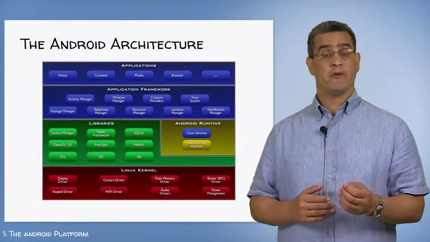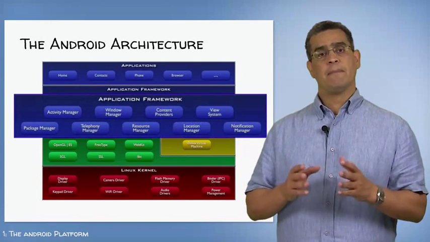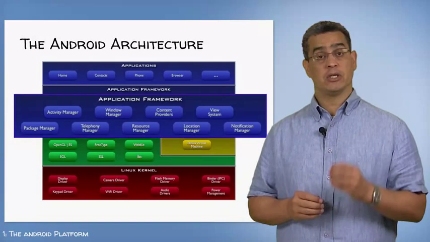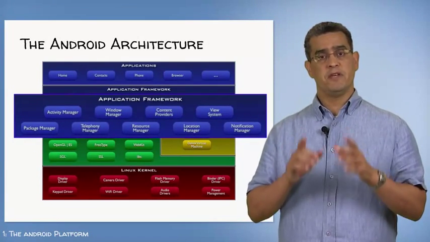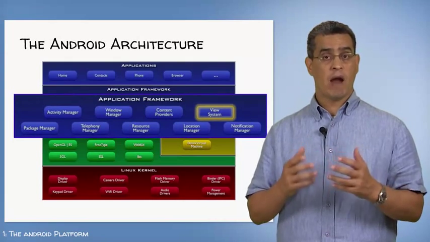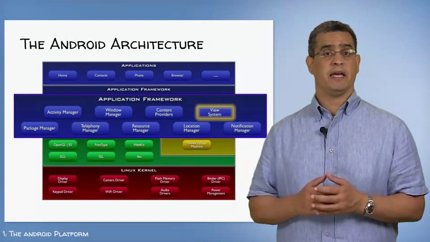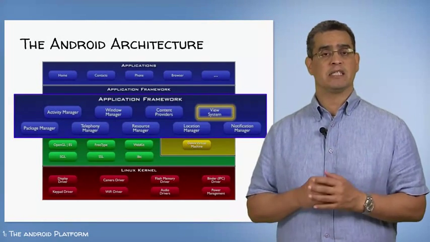The next layer in the Android software stack is the application framework. The application framework contains reusable software that many mobile applications are likely to need. For example, as we'll see in a minute, the view system contains common graphical elements, things like buttons and icons, that many applications include in their user interfaces. Let's take a deeper look at some of these components.